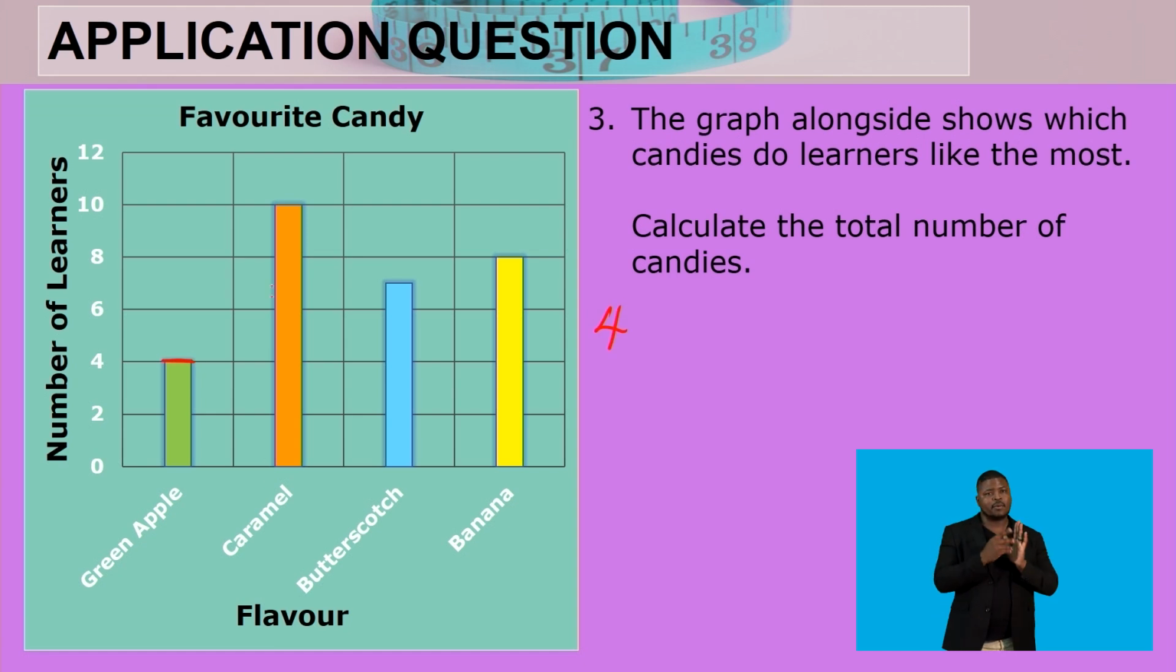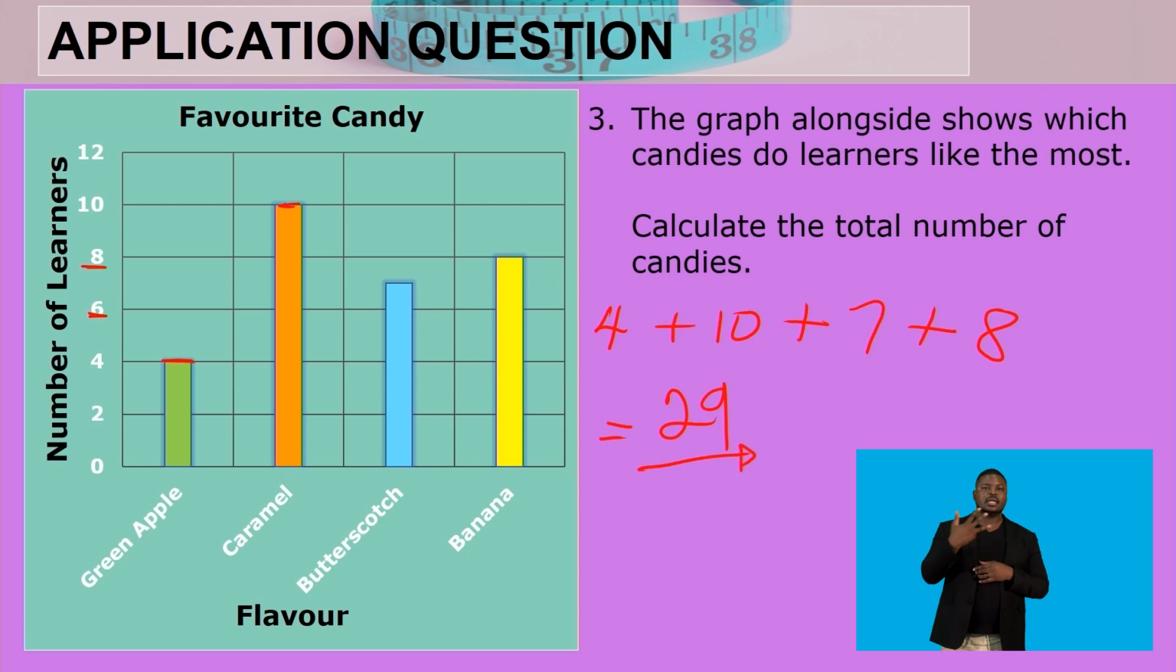And then for the caramel, we're going to have 10, plus 10 for the next one, plus the butterscotch, which is between 6 and 8, so 7. And then banana is at 8. So now, what is the total? Let's add it together: 4 plus 10 plus 10 plus 7 plus 8. It gives us a total of 29. So we've got 29 candies in total.